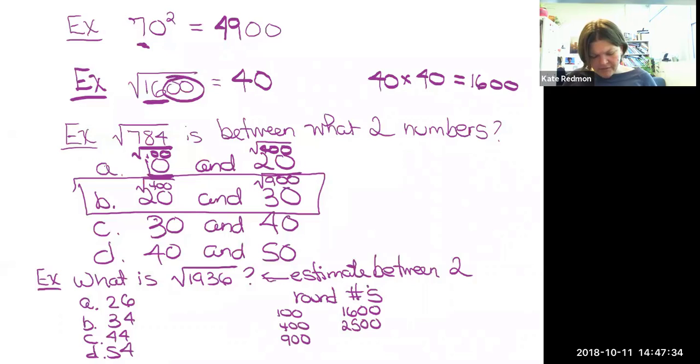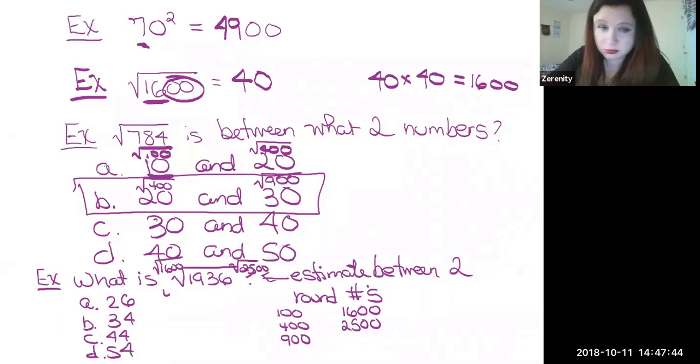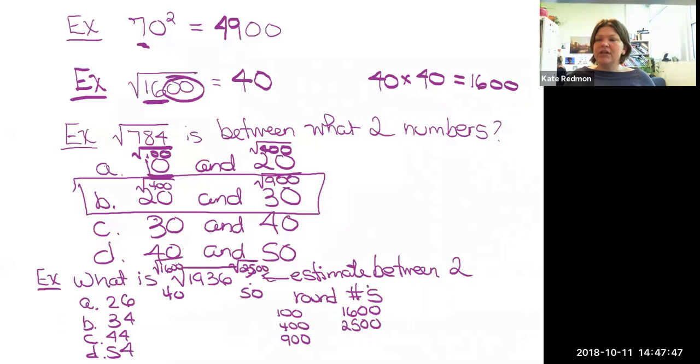And now I've kind of pegged myself. I know that 1936 must be somewhere between 1600 and 2500. Does that make sense to you guys? Yeah. So therefore, the answer must be somewhere between 40 and 50. And that's really nice for a multiple choice problem, because in this one that I wrote, I only have one number between 40 and 50, don't I? 44.